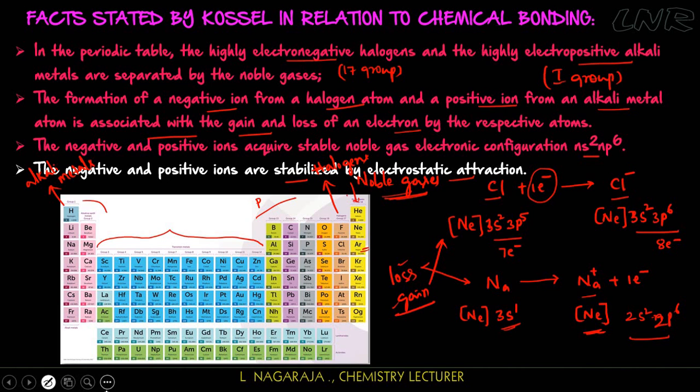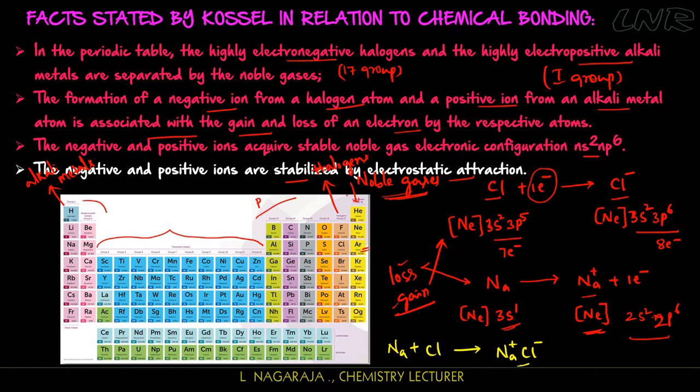So what is this electrostatic attraction? When sodium combines with the Cl and forms a molecule, that is Na plus and Cl minus, there is a certain force of attraction between the positively charged sodium and the negatively charged Cl. That force of attraction stabilizes this molecule, right? Generally that force of attraction is called a chemical bond.